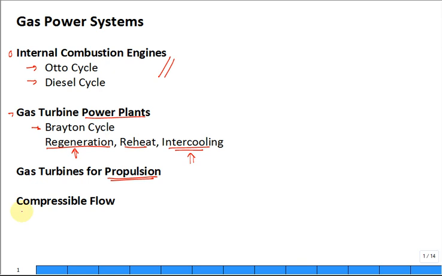And then we deal a little bit with an introduction to compressible flow. That's Chapter 9. They could have busted it into 2 or 3 chapters, but they put it all into one big chapter, so it's a little long.